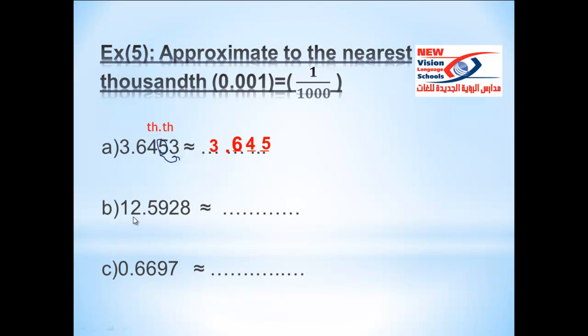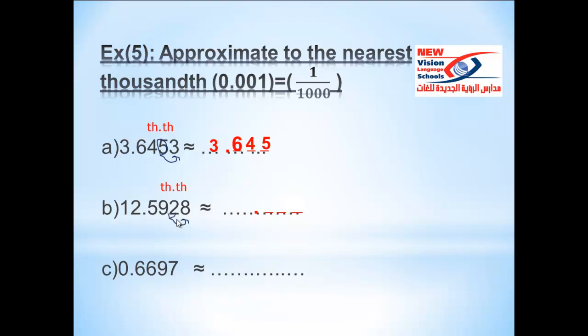Another example, 12.5928. I want to approximate it to thousandths. I want 3 digits after the decimal point. Put 3 dashes, 1, 2, 3, and your decimal point. Now, until we know what number we will write. Where are the thousandths here? The third one after the decimal point. What number? 2. Yes, 2 is the thousandths.